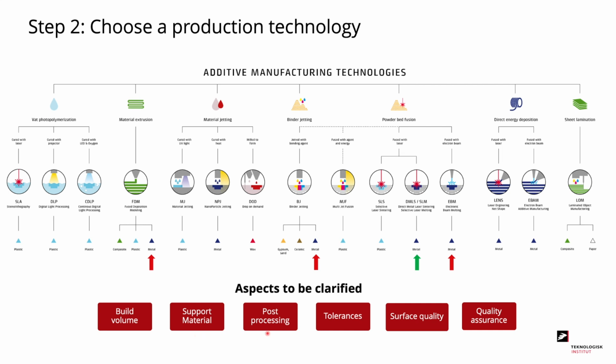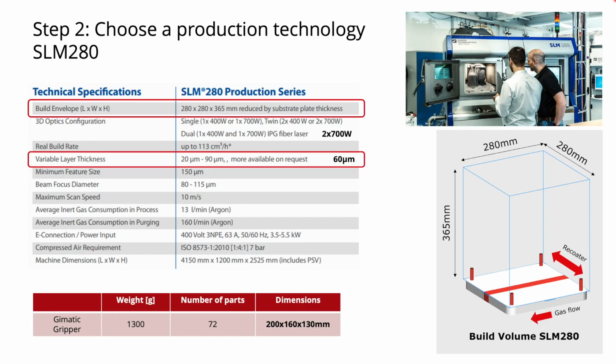What kind of post-processing is needed? What are the tolerances and could they be a challenge? What is the surface quality, and do we have any demands for surface quality? And finally, how can we quality assure our gripper? We've decided on the SLM technology, and I'm fortunate enough to have an SLM 280 metal 3D printer available. That's the one that you can see in the upper right corner on the picture.